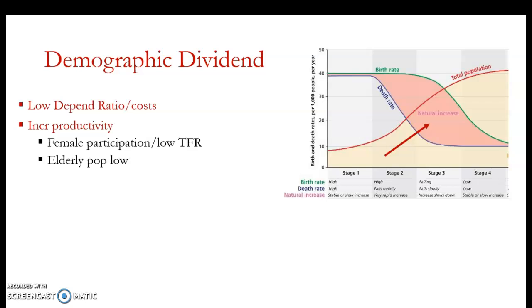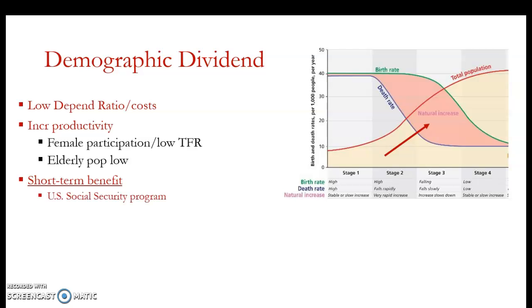Your elderly population is low in stage 3. Remember, you had a population explosion in stage 2, so as stage 2 moves into stage 3, you have a relatively young population. There are a number of short-term benefits here. Again, because your dependents are so low, so few, most of your population is working.